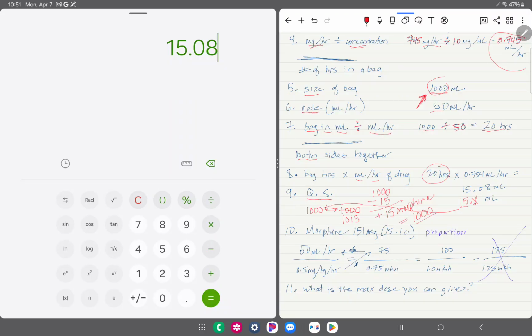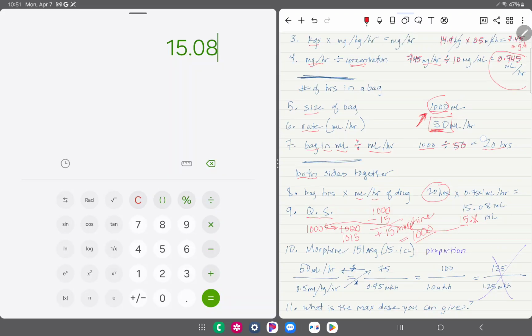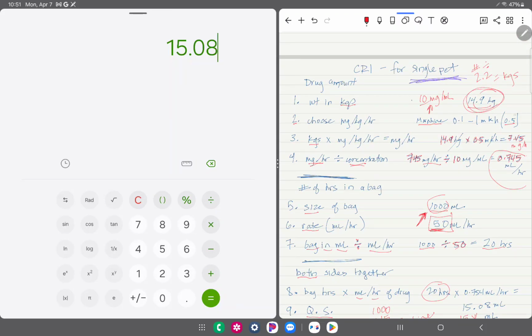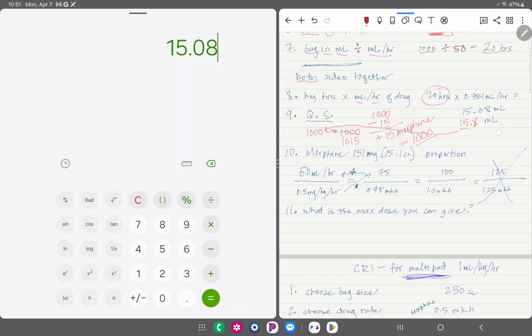Once you have that total of 1,000, now you can shake up your bag. You can label the bag appropriately, spike the bag, and start running it on your patient at 50 mils an hour. And you know that will equal the concentration you picked in the beginning, which is 0.5 mg per kg per hour. All right, so that's that chunk of it.